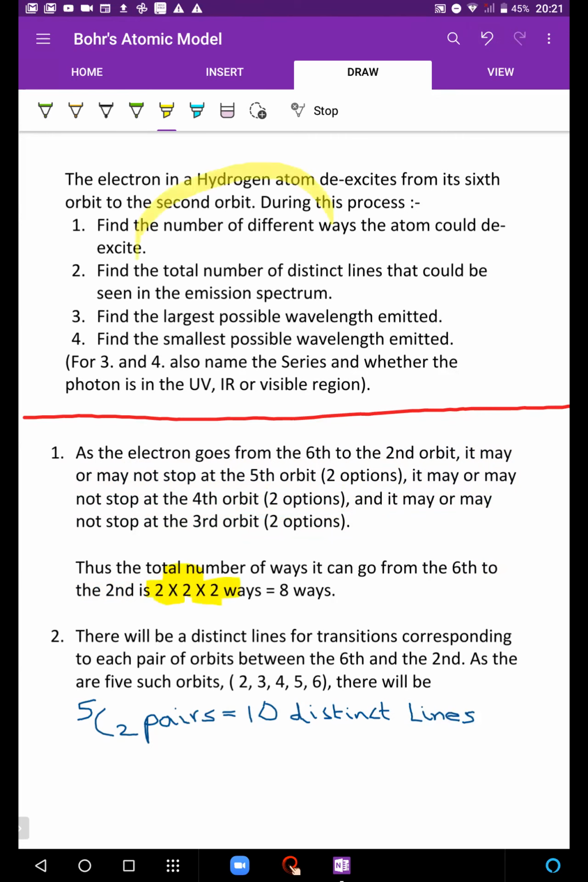2 ways with regards to the 5th orbit. Should it stop there? Should it not stop there? For each way, there are further 2 more ways as to whether it should stop at the 4th orbit or not. Then again, for each of these ways, there are further 2 more ways as to whether it should stop on the 3rd orbit or not. Right? So total number of paths possible, total number of options that it has is 2 into 2 into 2, a total of 8 ways.